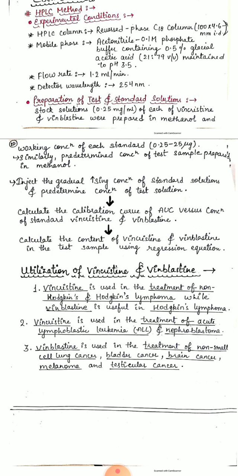Mostly vincristine is used in the treatment of Hodgkin's and non-Hodgkin's lymphoma, while vinblastine is useful in Hodgkin's lymphoma. Vincristine is used in the treatment of acute lymphoblastic leukemia and nephroblastoma, but vinblastine is used in the treatment of non-small cell lung cancer, bladder cancer, brain cancer, melanoma, and testicular cancer. So the most effective drugs for cancer are vincristine and vinblastine.